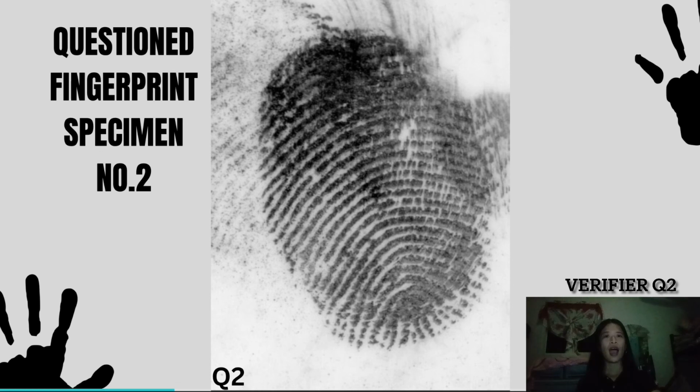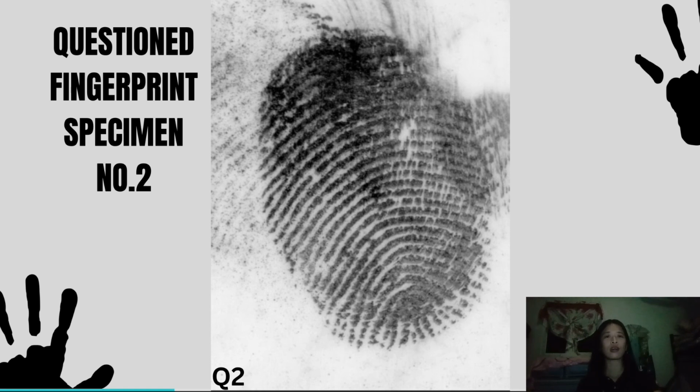Hello everyone, I am Charmaine Silutz and I am the fingerprint verifier assigned for the question fingerprint specimen number 2, also known as Q2. Q2 is the lip print developed using black powder from the outside rear of the passenger side, and this will be compared to the standard print marked as S2, which is the ink recorded fingerprint of Mokang de Maculangan obtained from the fingerprint files.